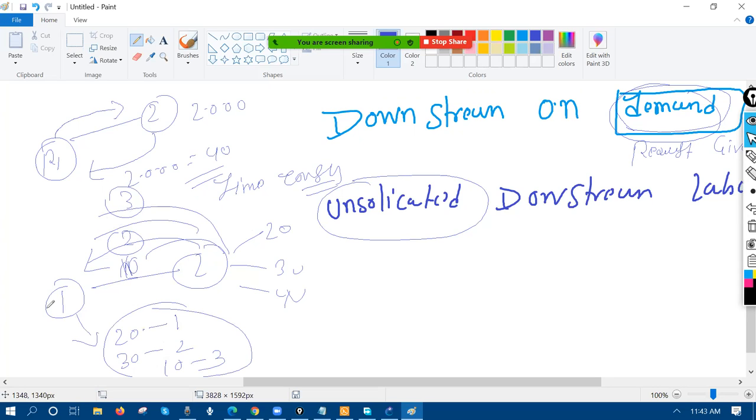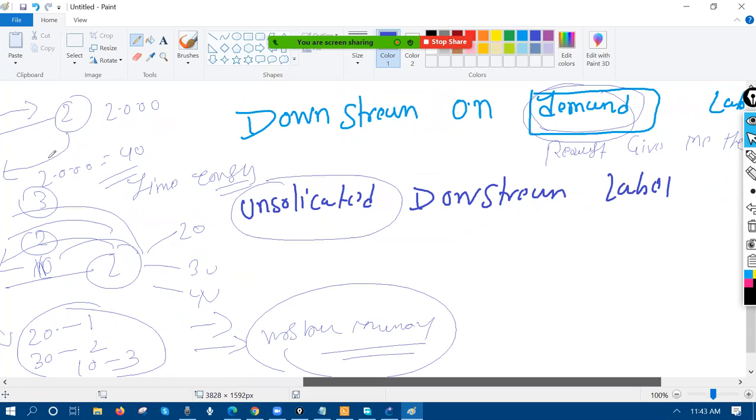This is good because it is not time consuming. If I have a packet, I will forward the packet directly. But again, it wastes memory. By default, we are going to use the unsolicited.